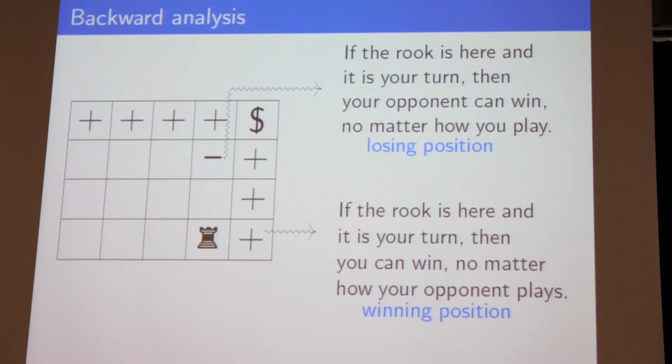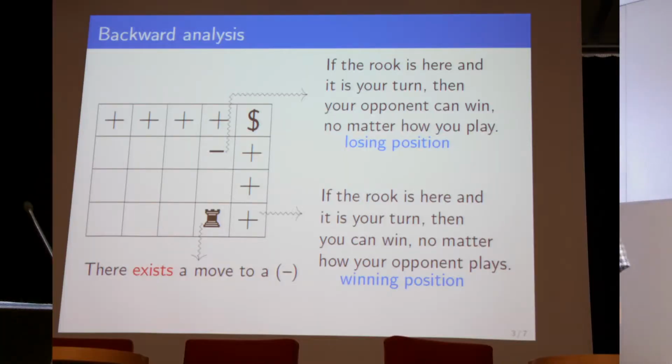When the rook was here, remember it was Bob's turn, and as you suggested, Bob will move the rook 2 squares up. Bob is very happy to be at that position, because he has the option to move the rook 2 squares up and bring it to a minus, a square already marked as a minus. So once Bob has that option, he is at the winning position.